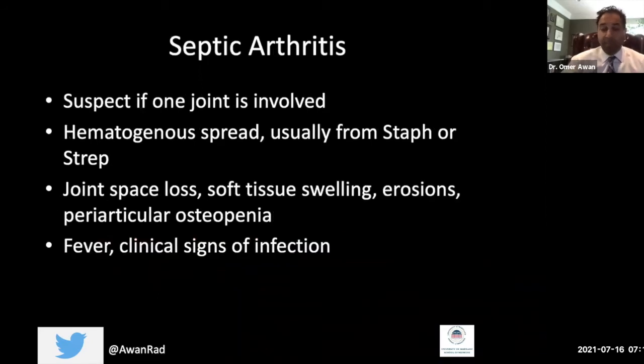This is of course an inflammatory arthropathy. It represents infection of the joint, right? It's usually hematogenous from Staph aureus. Patients typically have fevers, chills, elevated ESR, and the findings really are destruction of that joint, right? So joint space loss, erosions, osteopenia, soft tissue swelling. You may have gas, right?